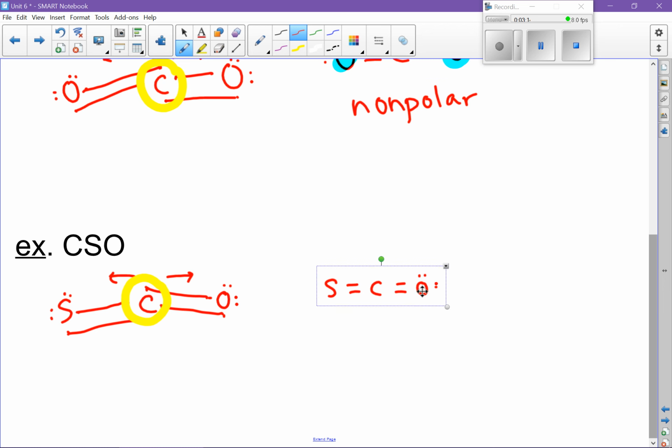So I'm going to draw it in a nice neat line, so same shape as the other example, but here, let me get my dots on there. The difference is that the outer atom over here, the S, is not the same as the outer atom on the other end. So when the outer atoms are different, this molecule is polar.